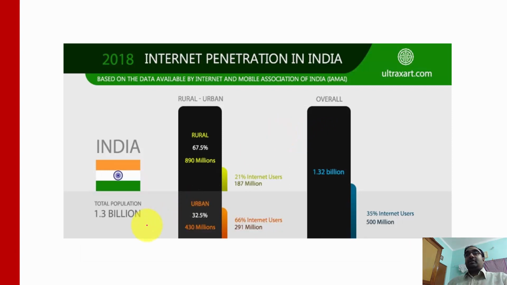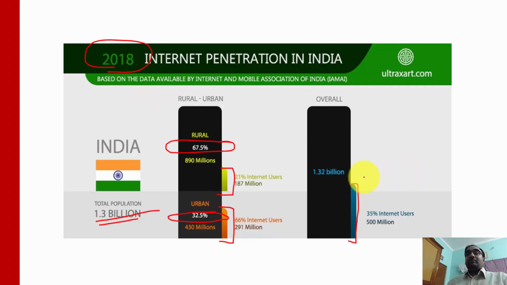And again, statistics from India. This is from 2018. At that point of time, the population is 1.3 billion. Of the total population, 67.5% is rural and 32.5% is urban. You can see 21% of rural people are using internet and 66% of urban people are using internet. When you combine these two, there is a total of 35% internet users across India. And that too, this is in 2018.